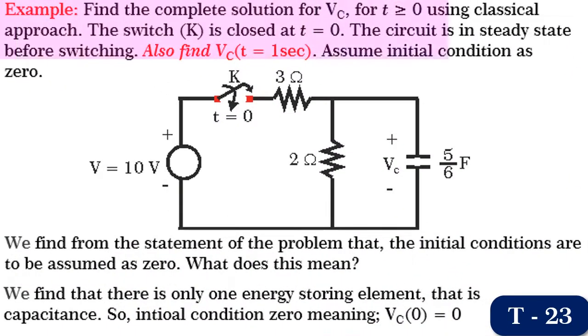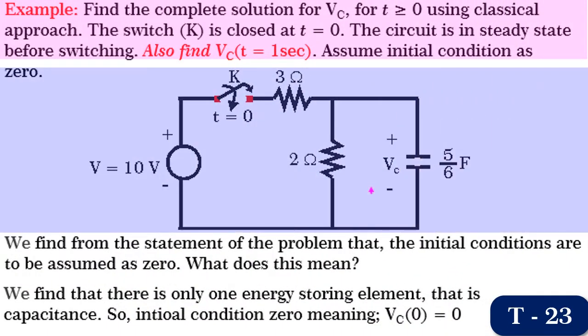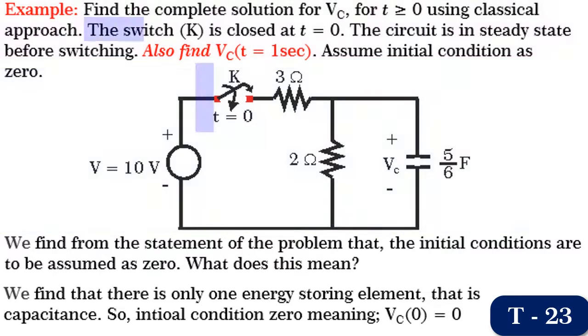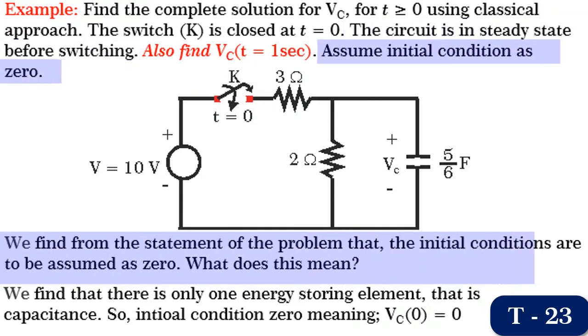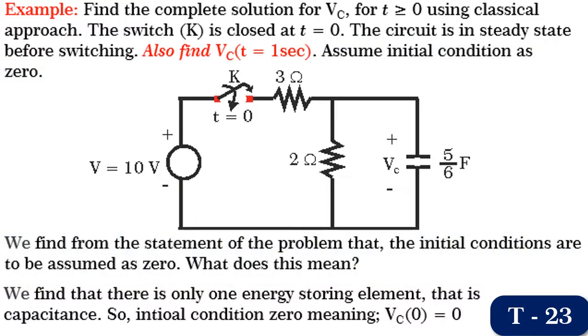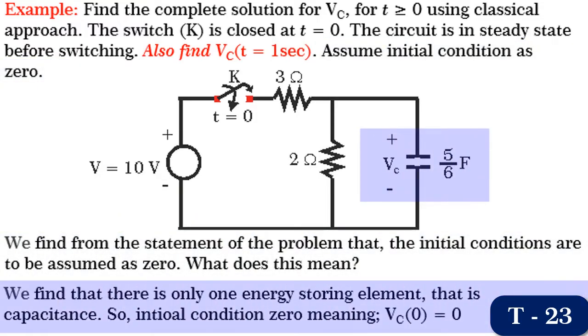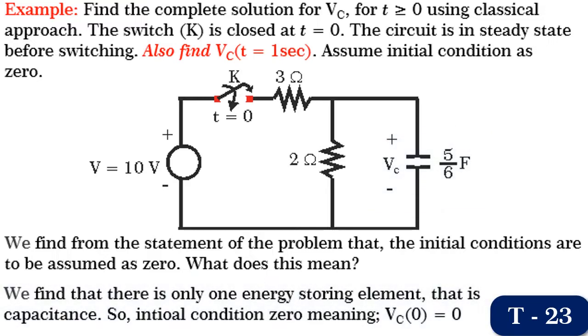Friends, here is another different circuit to find Vc(t) for t greater than or equal to 0. It is given that the switch is closed at t equal to 0. The circuit is in steady state before switching. It also is given that the initial condition is 0. What does this mean? We find that there is one energy storing element, the capacitance, in the network. So, the meaning of the initial condition being 0 is Vc(0) is equal to 0. This you have to note. This has reduced our burden to a little extent.